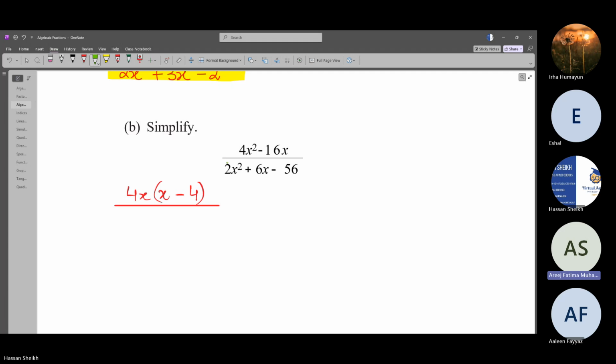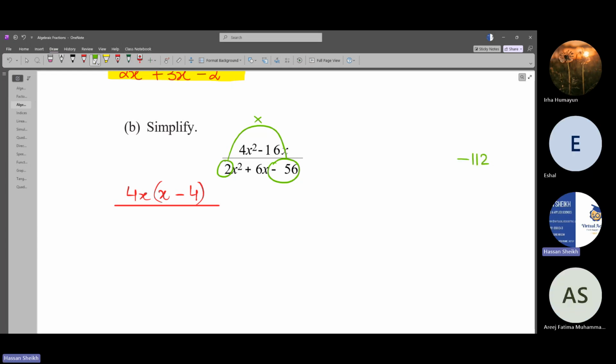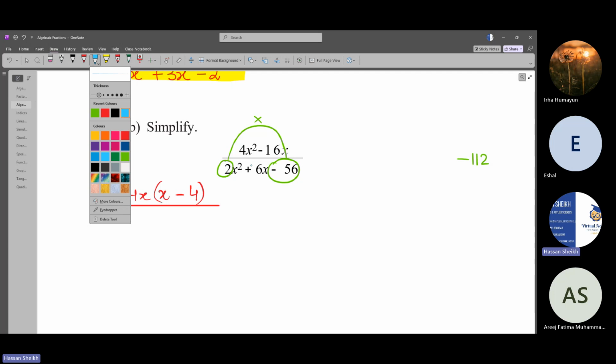Coefficient of x squared 2. Plus 2. We multiply it with the constant. Do you agree that minus 56 is the constant in this expression? Yes, we multiply. So what do we generate? 2 times minus 56 is minus 112. Do you agree? Yes.